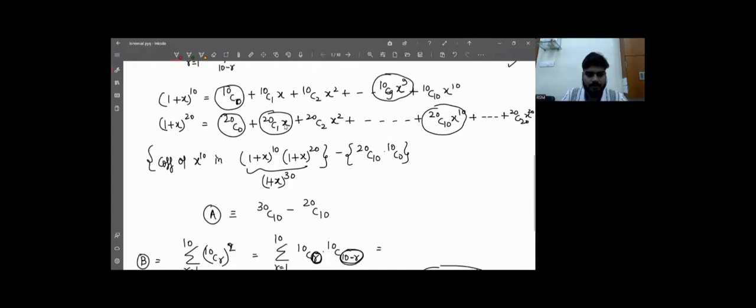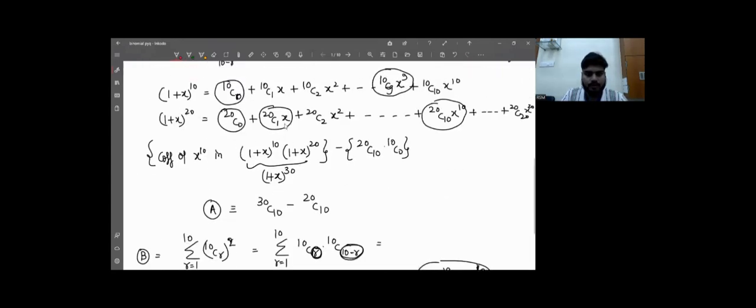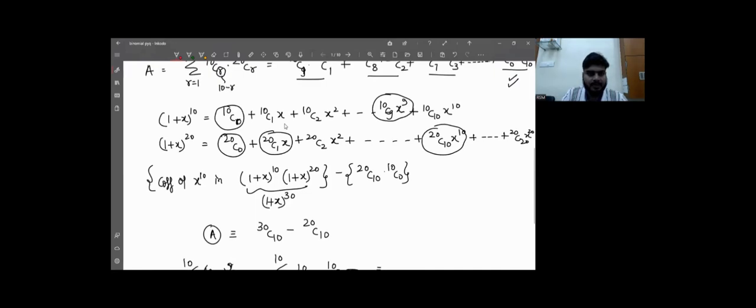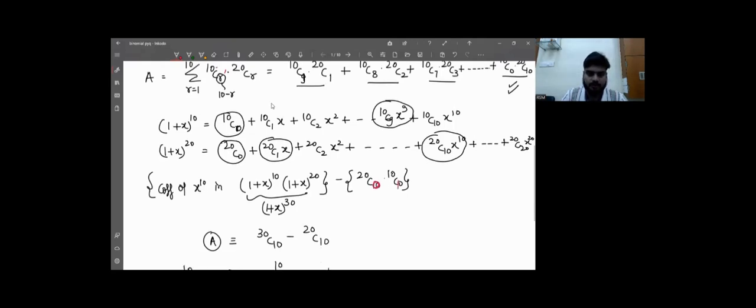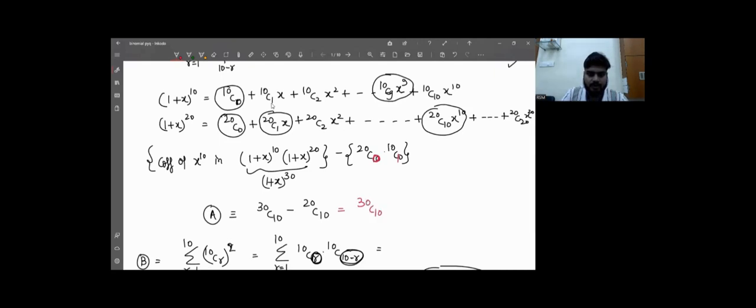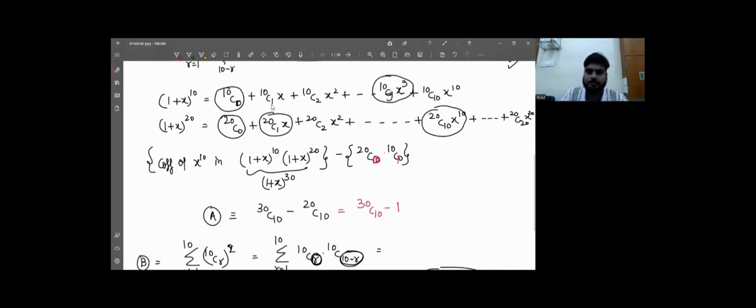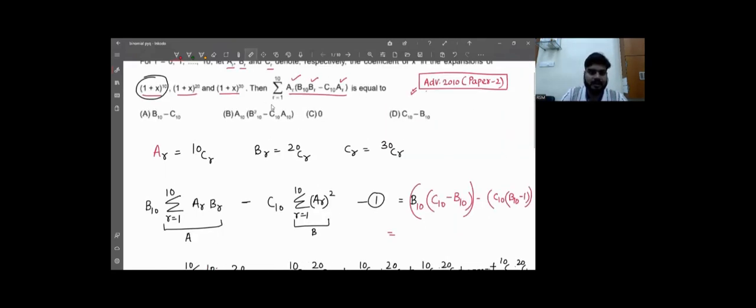I think we made a mistake. 20C10 will be acceptable, but 10C10 and 20C0 will not be acceptable. Because when we replace r equals 0, this will become 10C10 and this will become 20C0. So this will be 20C0 and 10C10. So this will be 30C10 minus this is 1. So this is C10 minus 1.